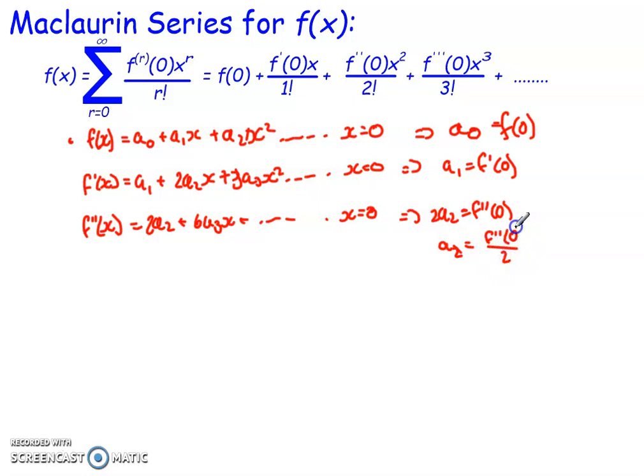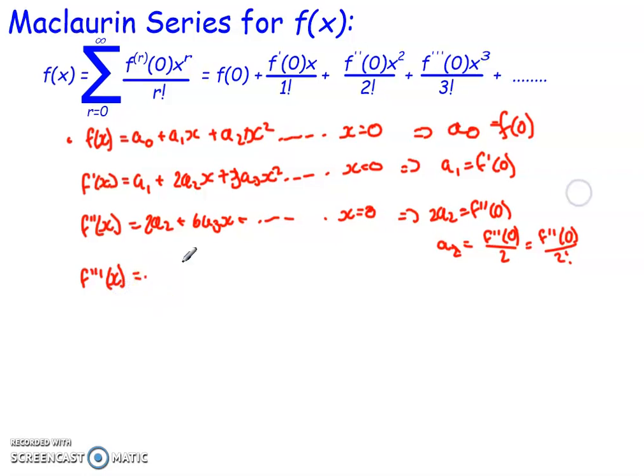over 2. Now, one key thing to remember here: 2 is the equivalent of 2 times 1, which we can write as 2 factorial. So that is the equivalent of f double dash of 0 over 2 factorial. If we then take the derivative a third time, f triple dash of x, what we'll end up getting is everything will disappear except 6a3.